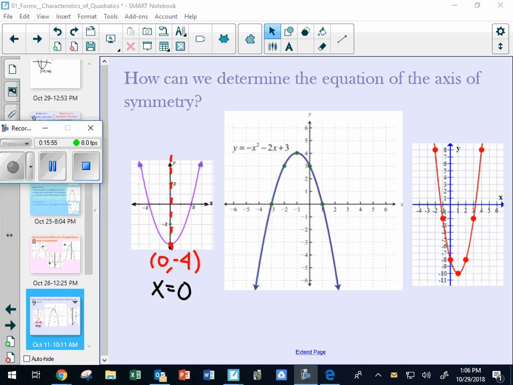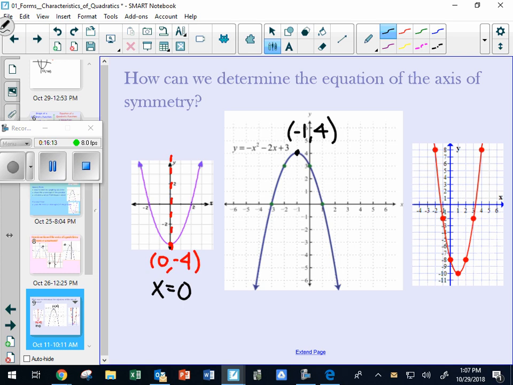For this middle graph here, who can tell me what the vertex of this graph is? -1, 4. All right, and from that, somebody else tell me, what did you find for the equation for the axis of symmetry? X equals -1. That goes right through here.